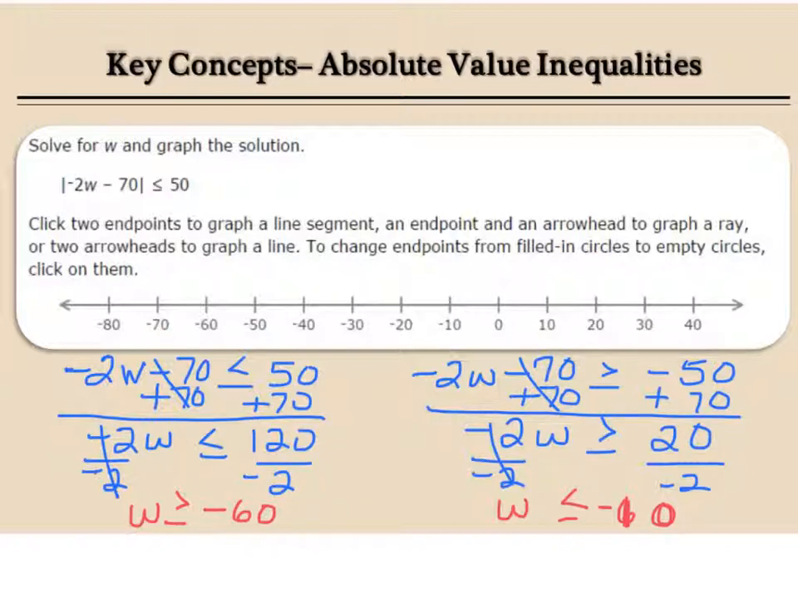All right, so I have my two numbers, negative 60 and negative 10. It is an AND problem, so they are connected together. It was w is greater than or equal to negative 60, and w was less than or equal to negative 10. I've graphed it, connected my 2 points, and that's the answer. Now it's your turn.